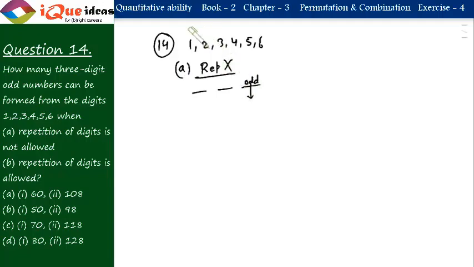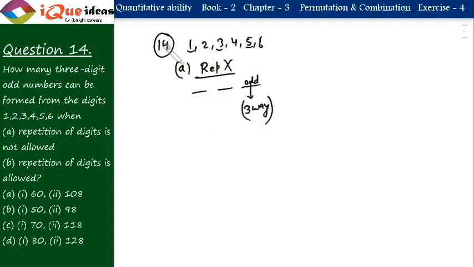Now, if the last digit has to be odd, then look at the odd possibilities: 1, 3, and 5. So the last place can be filled in 3 ways. All right. So we have filled the last place in 3 ways. So one of the digits is gone. Why gone? Because repetition is not allowed. So we will not consider it further.